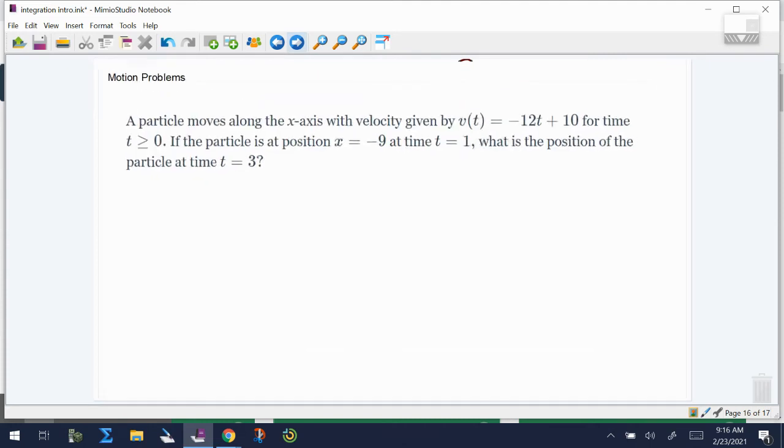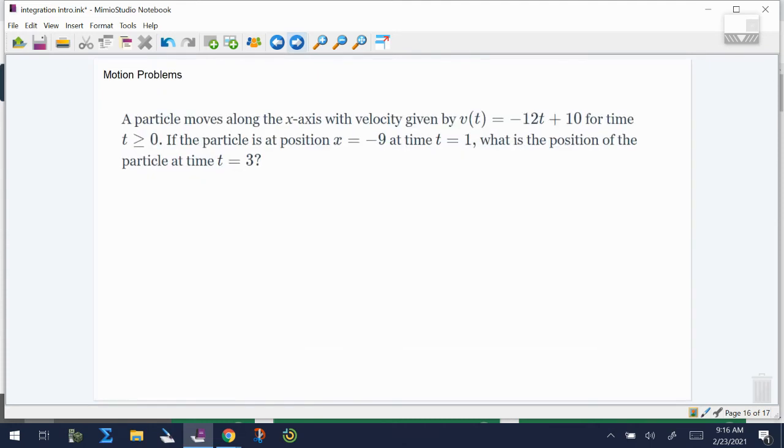So here's what they're going to do on Delta Math. They're going to give you a velocity equation. These are all focused on velocity and position. It doesn't get into acceleration yet. And they're going to tell us an initial condition. They're going to tell us that when t is 1, we're at a position of -9. They use x to represent position. And the question wants to know what is the position when we get to t equals 3. So we need to start off by integrating this velocity function.